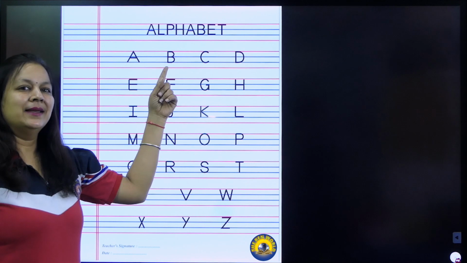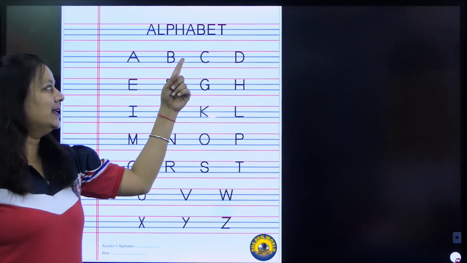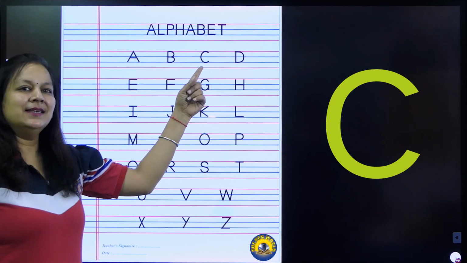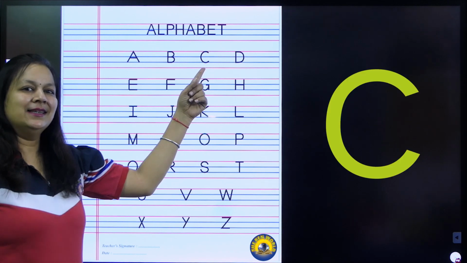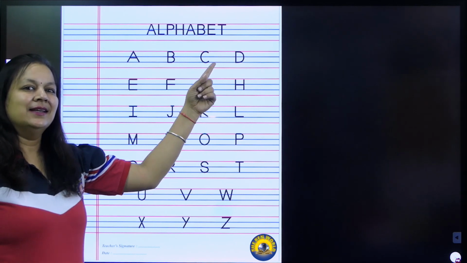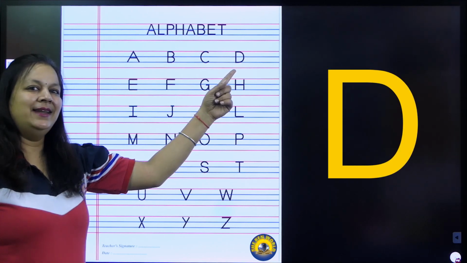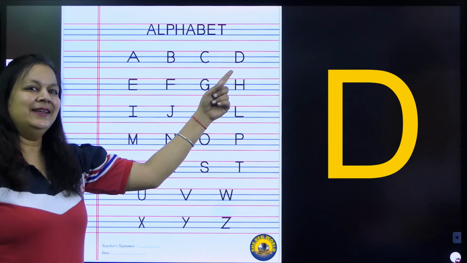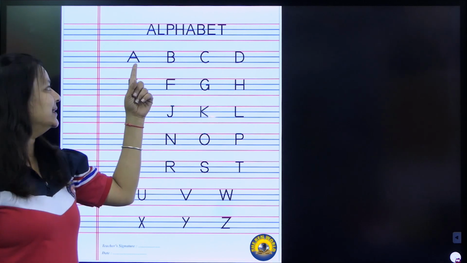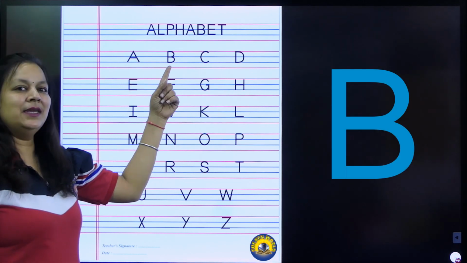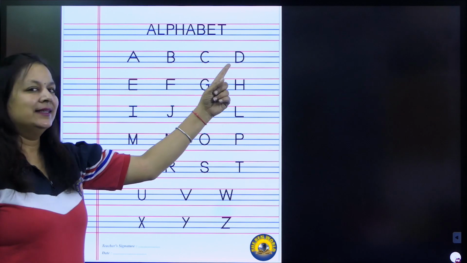B. The next letter is C. C. After C, it's D. D. Let's revise. A, B, C, D.